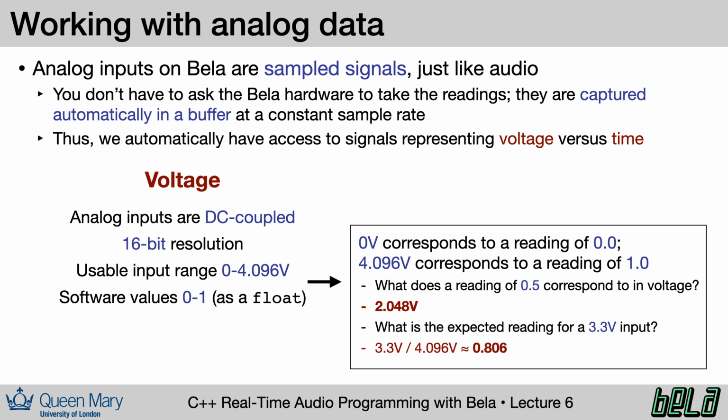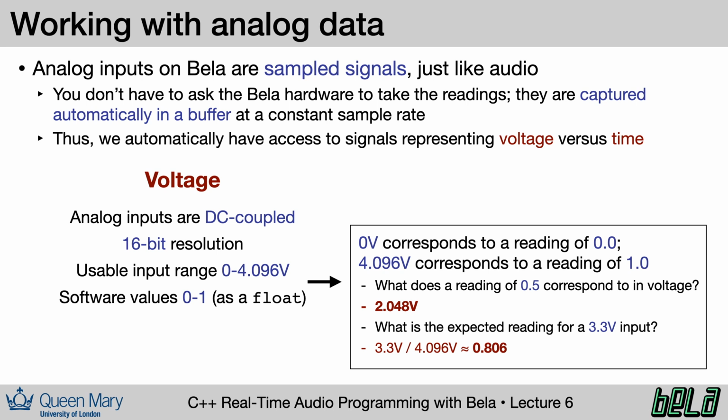So already this tells us something important about what's going to happen when we build our circuits. Because we're using 3.3 volts as our power source for the analog inputs, we're going to expect that our controls are going to return values no greater than around 0.8, and we might want to factor that into our code.